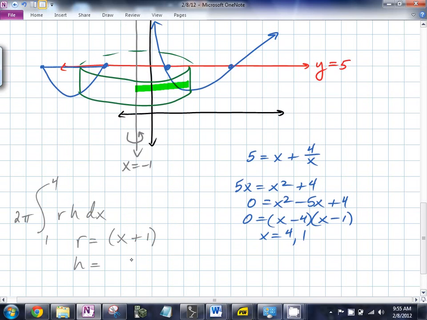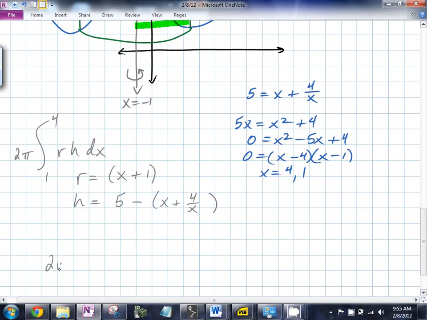5 minus x plus 4 over x. Exactly, good. So what do you end up with? You end up with 2 pi integral from 1 to 4 of x plus 1 times 5 minus x plus 4 over x. And what goes on the outside? What am I missing? dx. Can you do this one by hand?